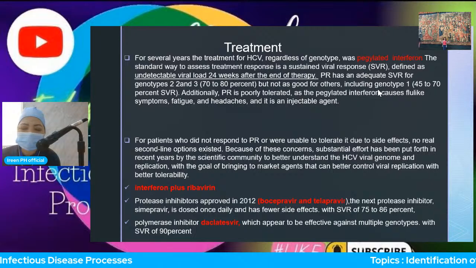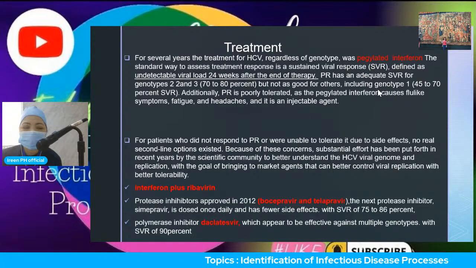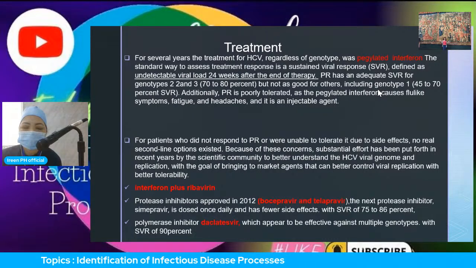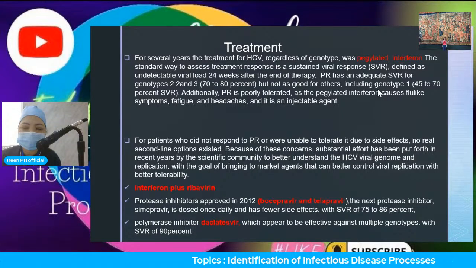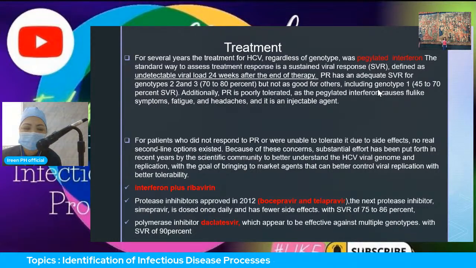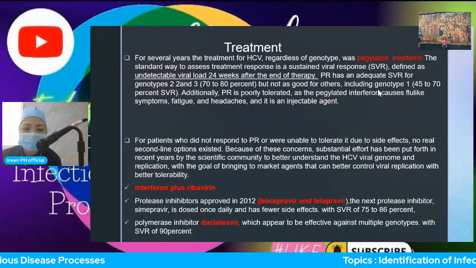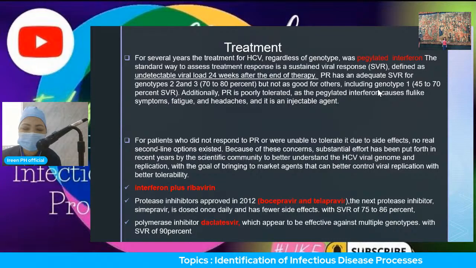Because of this concern, substantial effort has been put forth in recent years by the scientific community to better understand the Hep C virus viral genome and replication, with the goal of bringing to market agents that can better control viral replication with better tolerability. Interferon plus ribavirin, protease inhibitors approved in 2011.